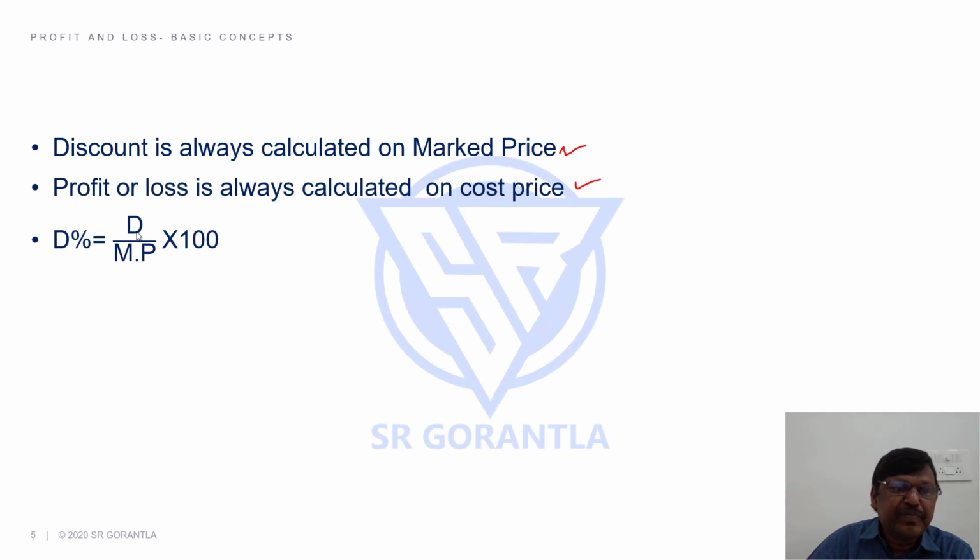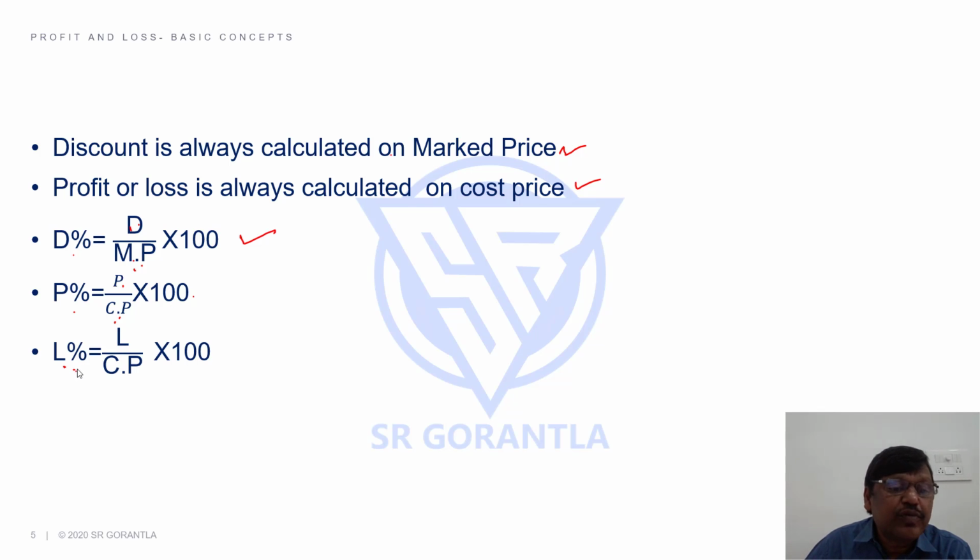Because discount is always calculated on market price, discount percentage is discount by market price into 100. Profit is always on cost price, so profit percent means profit by cost price into 100. Loss percentage is what? Loss by cost price into 100, right?